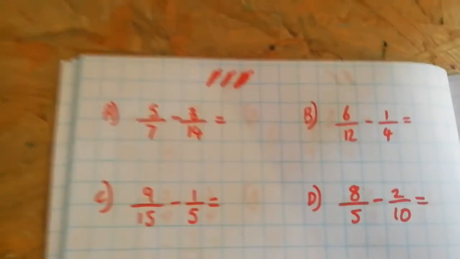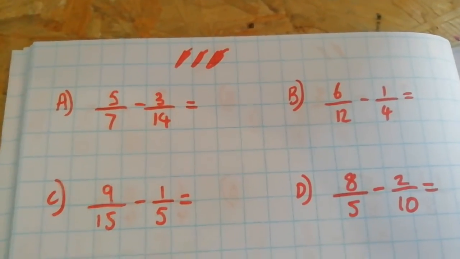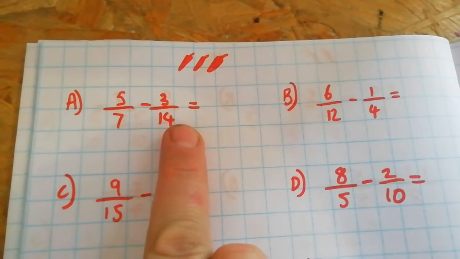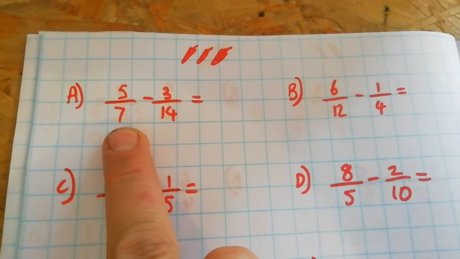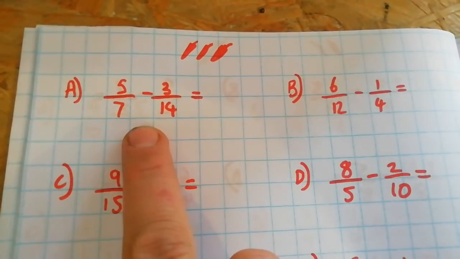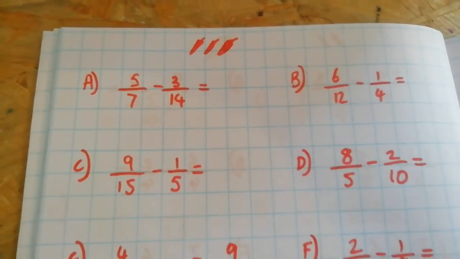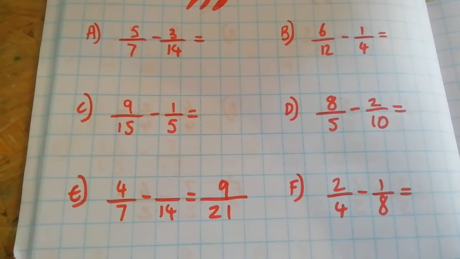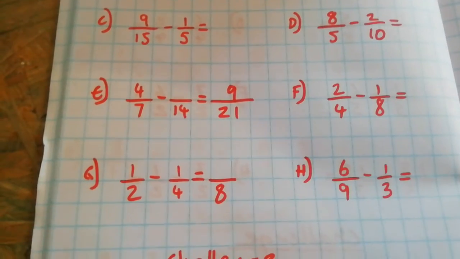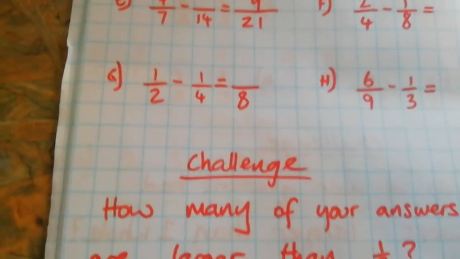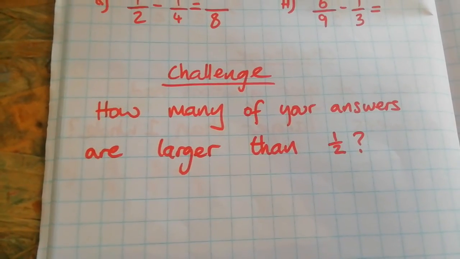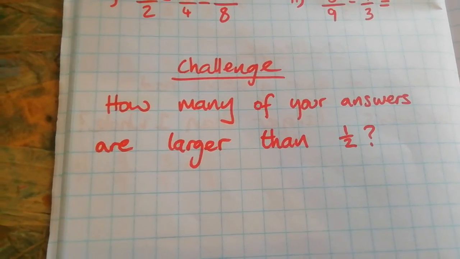Year 5s or chilli 3 work. We've got some converting to do. You can't take 14ths away from 7ths. How can you convert those 7ths so you're taking 14ths away from 14ths? Pause as many times as you need to write down your questions. And your challenge today, how many of your answers are larger than a half?